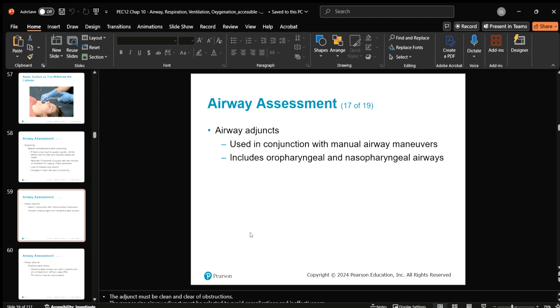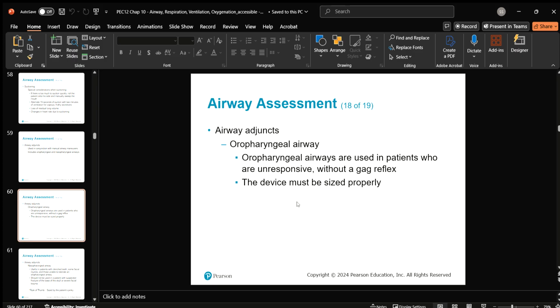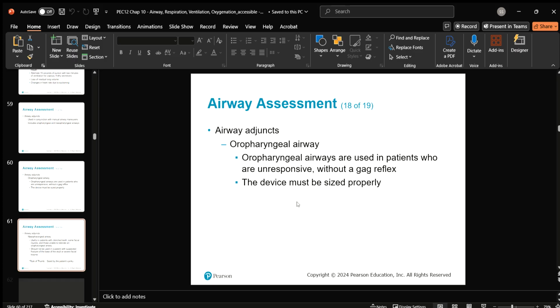Airway adjuncts are used in conjunction with manual airway maneuvers. We talked about this, OPA and NPA. We already hit that up. Or moving on to an iGel if necessary. OPAs, we know all about these guys. Contraindicated if they have a gag reflex.